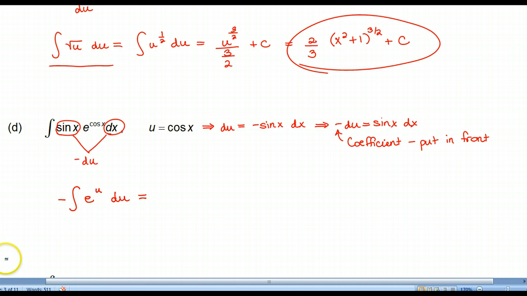Sine x dx was replaced with a negative. You see that? Here's my negative. And then du I put at the end. And then it's e to the u, because cosine x was my u. Negative e to the u plus c. Right? The negative just comes along. It's just a coefficient. You don't need to multiply it to the c. C can always just be plus c. You don't have to distribute anything.